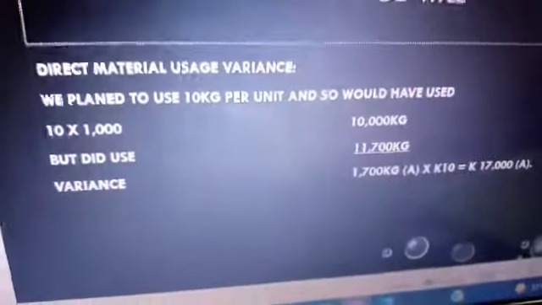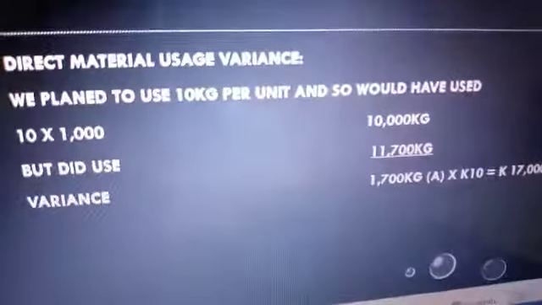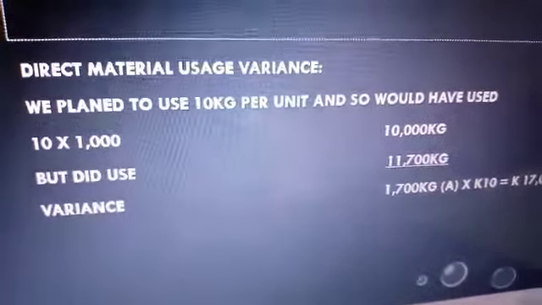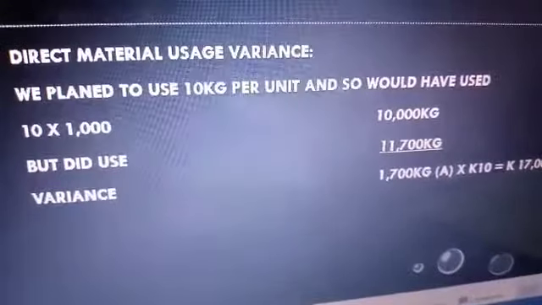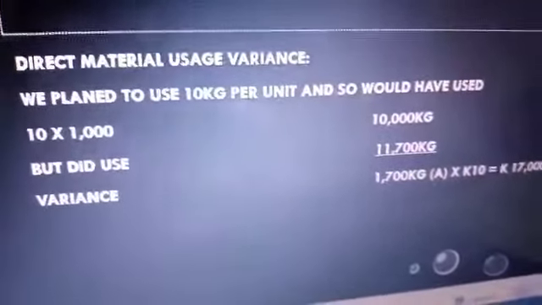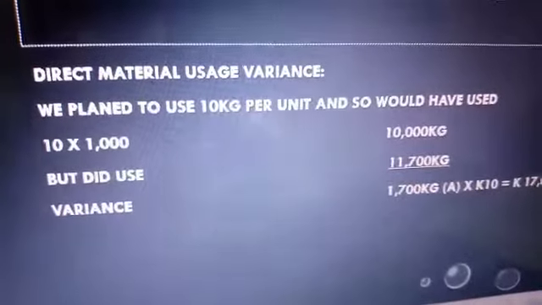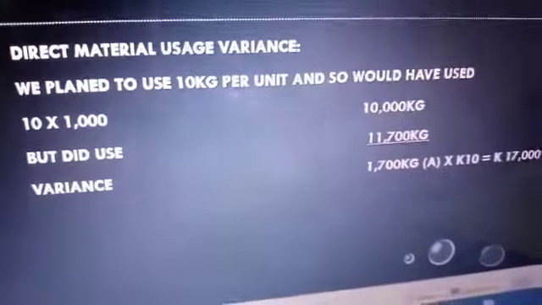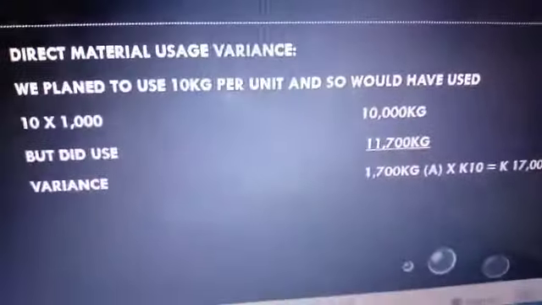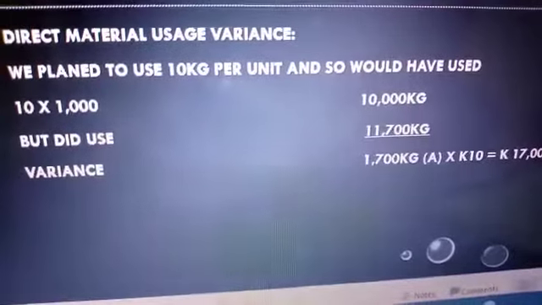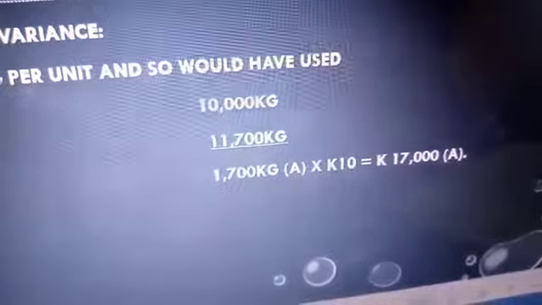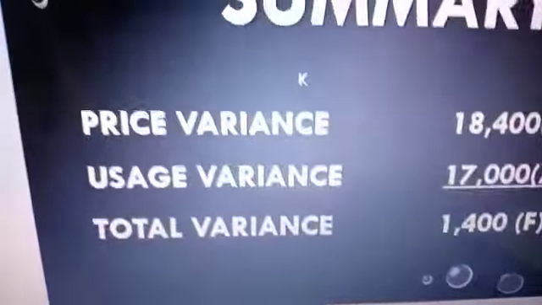And when you come to direct material usage variance, as you look at usage, what should be in your mind there is the quantity. For example, you use 10 kg per unit. So for 1,000 units, you would have used 10 by 1,000, 10,000, which is what you planned or budgeted. But in actual sense, you actually used 11,700 kg. Therefore, the variance is the difference, and you cost it at the rate, which will give you 17,000, and that is adverse. Adverse means you'll have a shortage or it's something that is not in your favor.